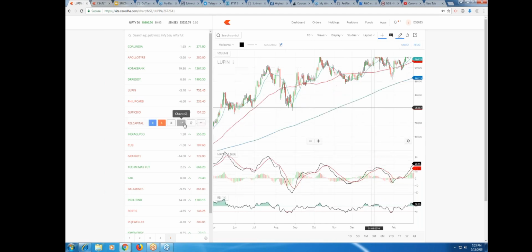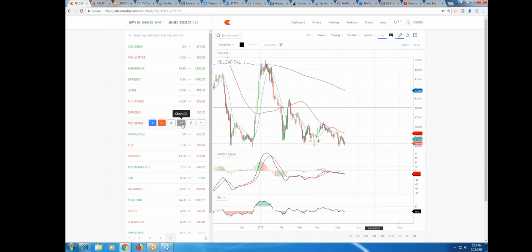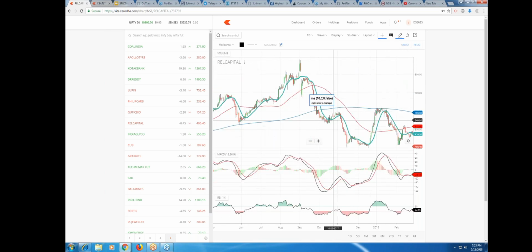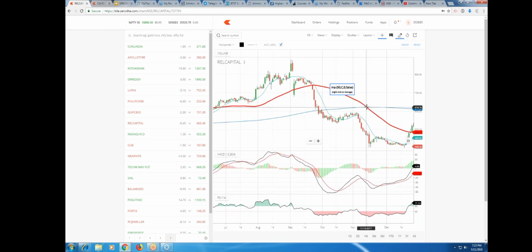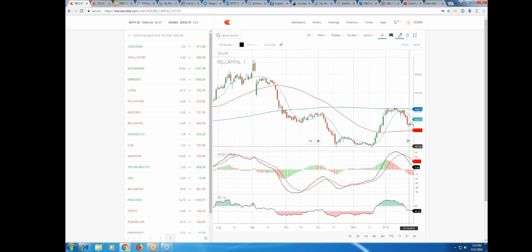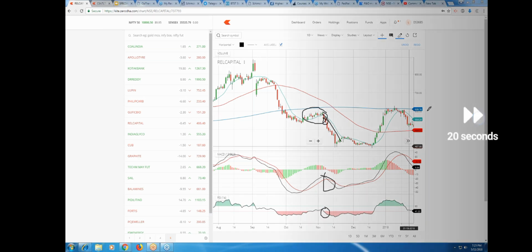Let me show you Reliance Capital, right? Again, the stock is in the downtrend here. It tried to go up. It took a resistance here. MACD crossover, RSI crossover. See here, this is where it's experiencing resistance. MACD crossover, RSI crossover, and the candles have come below the 10 moving average, and the stock has fallen down, right?